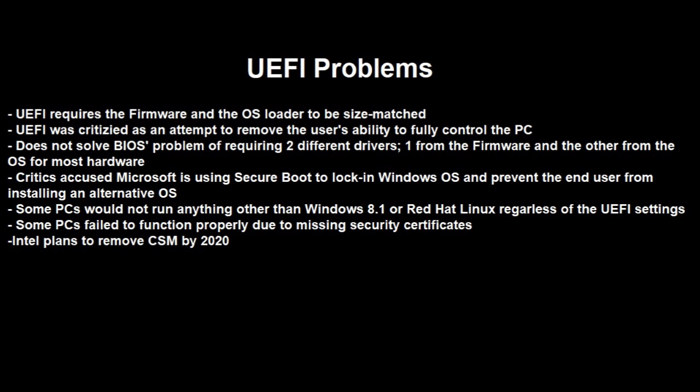Critics like the Free Software Foundation claimed that Microsoft was using Secure Boot to lock in Windows OS and prevent the end user from installing an alternative operating system. Microsoft's response was stating that Intel-based PCs must allow Secure Boot to enter custom mode or be disabled, but not on systems that use the ARM architecture. Windows 10 allows the OEM to decide whether or not Secure Boot can be managed by the end user on the x86 systems.